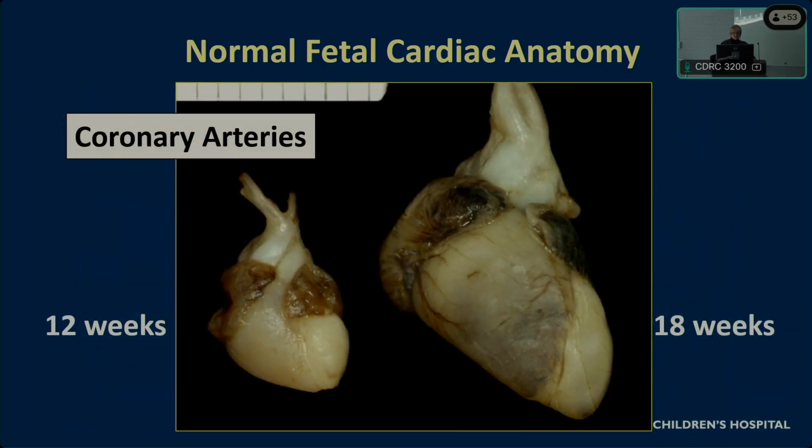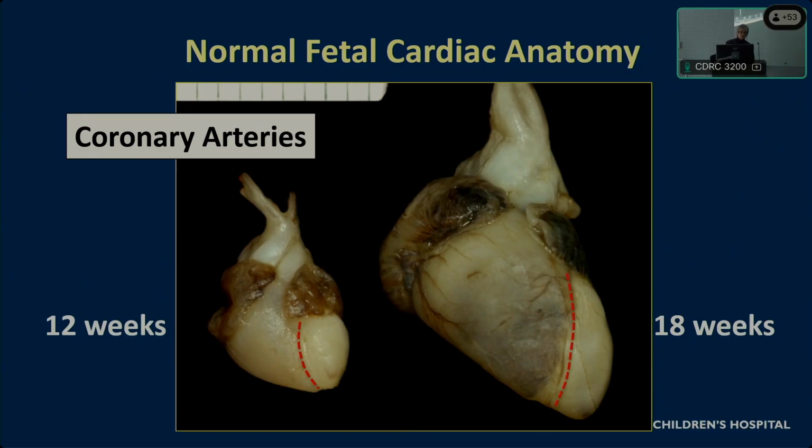So it's important to know how these things remodel when you're doing autopsies or looking at these things, to know what the subtle differences are between normal and abnormal. So you can see the size of the heart is exponentially different between 12 and 18 weeks. And there I have the coronaries marked as well.